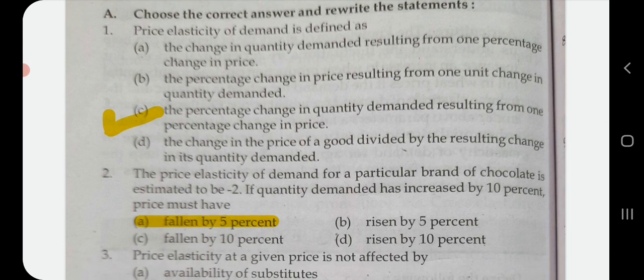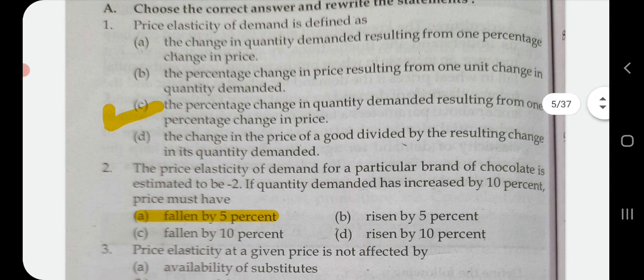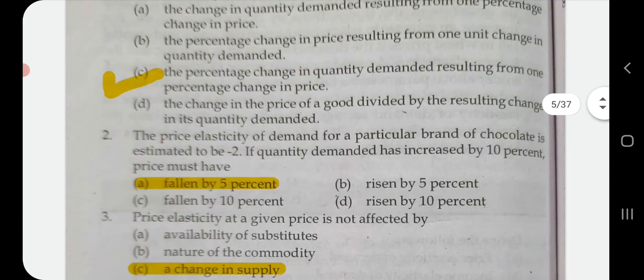Number one, the price elasticity of demand is defined as, and the answer is C, the percentage change in quantity demanded resulting from 1% change in price. Okay, when there is a change in price, there will be a change in demand, like that.